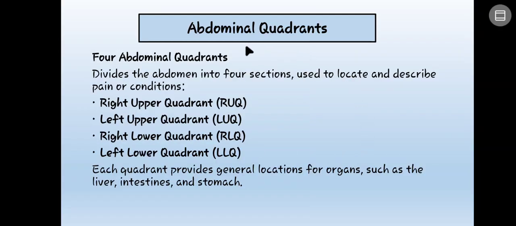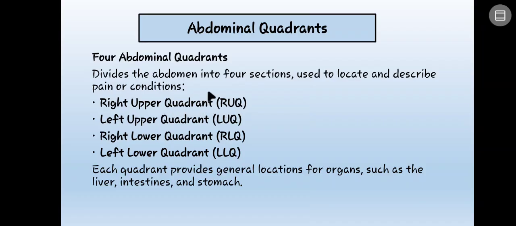Now let's look at the abdominal quadrants. If you say a quadrant, meaning dividing something into four equal parts. Okay, so in the body we have four abdominal quadrants. In fact, dividing the body imaginarily into these quadrants helps us in describing the location of various organs in the body, or certain organs in the body.